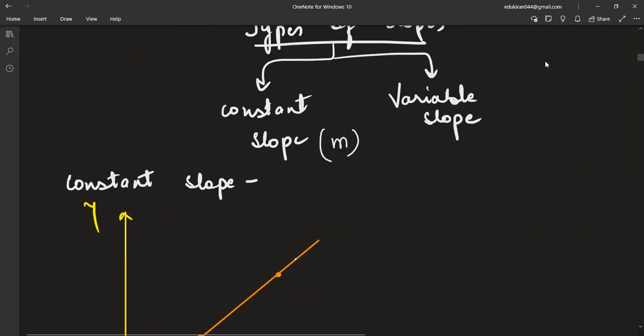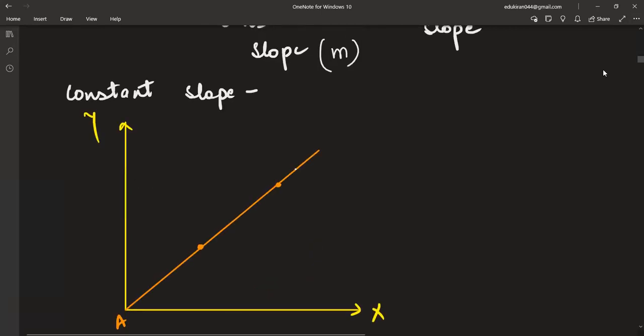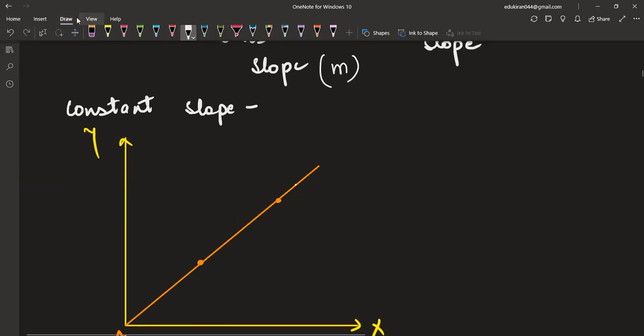Regarding the types of slope, we have discussed what types of slopes we have: linear slope, straight slope, positive, negative. But regarding constant and variable, we haven't discussed. So how to identify whether a slope is a constant slope or a variable slope?